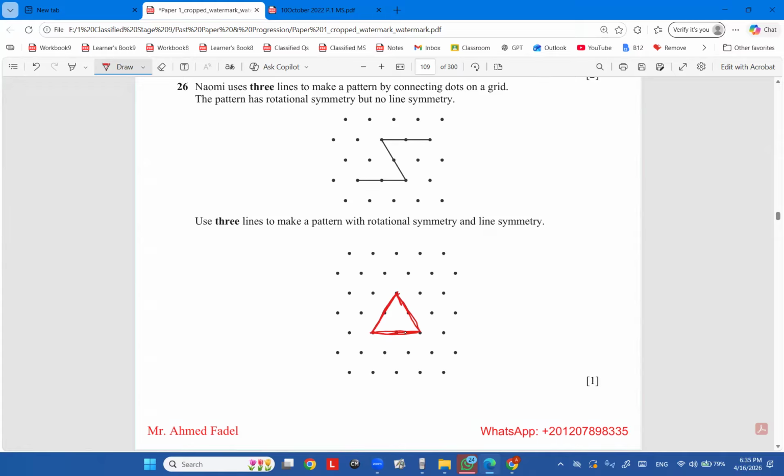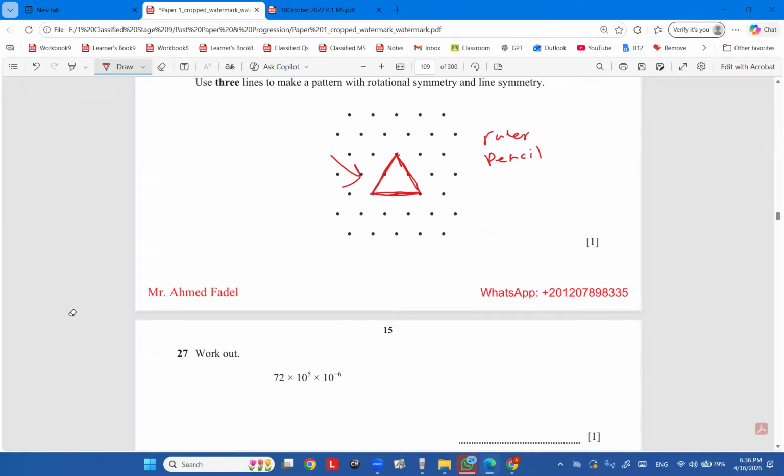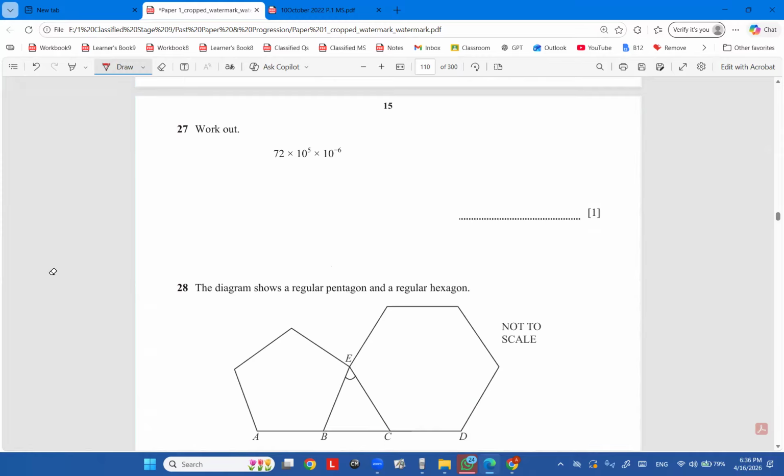You definitely need a ruler and a pencil, not a pen. This equilateral triangle has three lines of symmetry and also rotational symmetry of order 3. So the three lines can help you make a shape that has rotational symmetry and lines of symmetry, which is just the three sides of an equilateral triangle.